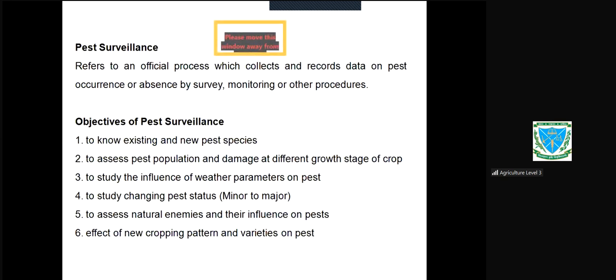Effect of new cropping pattern and varieties on pest. If we follow a cropping pattern, say for example rice, potato, rice, what would be the effect of the rice, potato, rice on the particular insect pest? And we are using different new varieties, and is there an effect of these new varieties on the pest species or not? We can also know by surveillance.